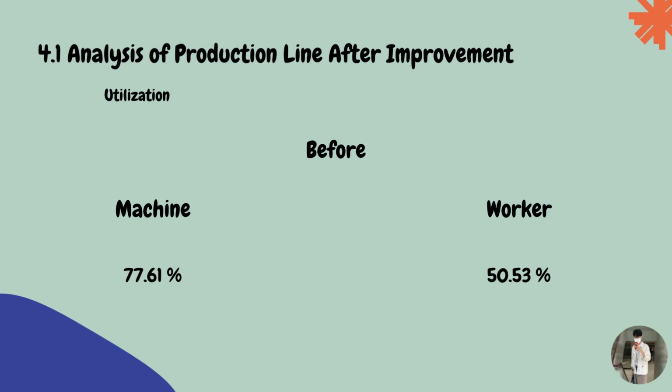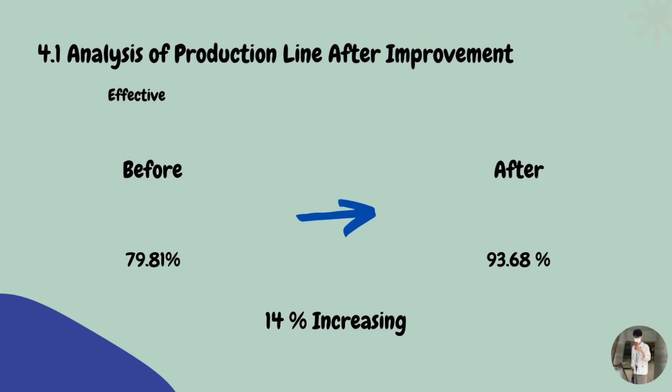And for the utilization, before the improvement, we had 27.61% of machine and 50.53% for worker. And after the improvement, the machine is 87.51% and the worker is 74.79%. And as you can see in this slide, we can increase 40% of the effectiveness from 79.81% to 93.68%.